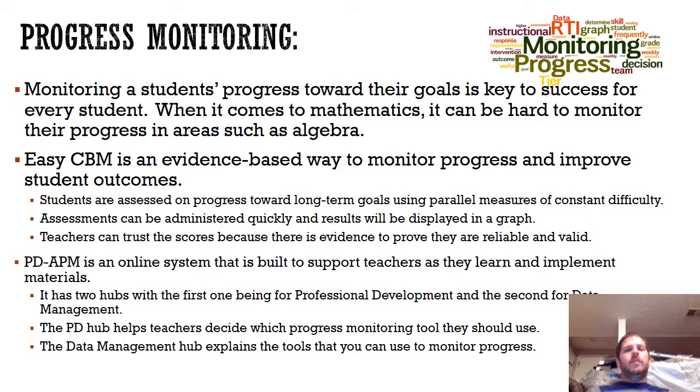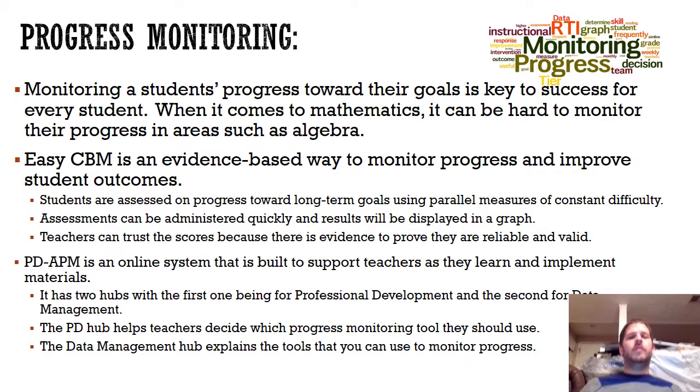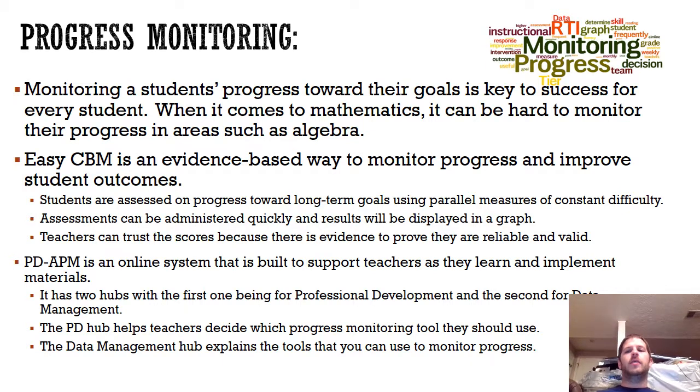Finally, after you've instilled new strategies into your classroom and your instruction, you should have active progress monitoring. Monitoring the students' progress toward their goals is key to success for every student. When it comes to mathematics, it can be hard to monitor their progress in areas such as algebra. Easy CBM is an evidence-based way to monitor progress and improve student outcomes.